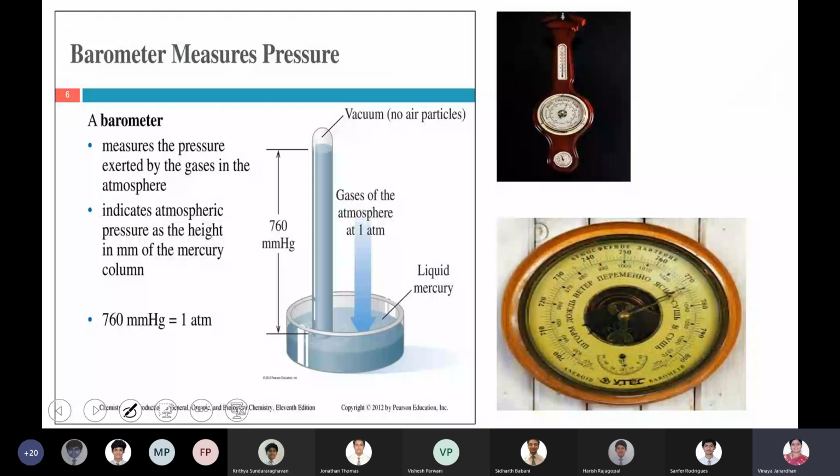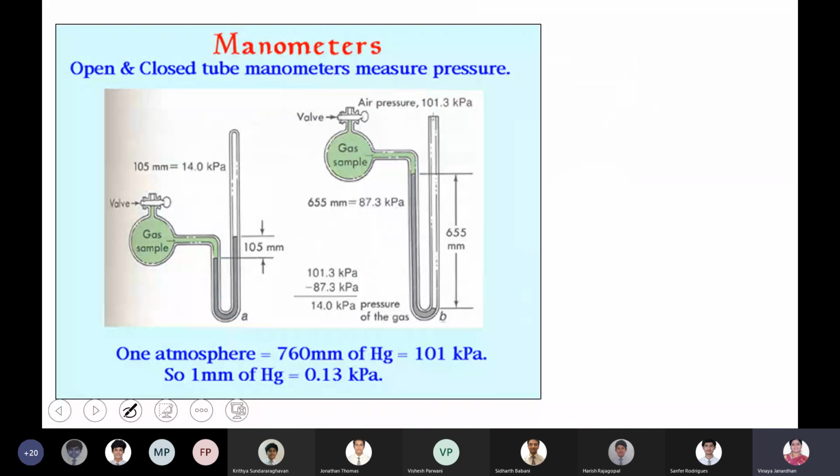Anyway, now to measure your atmospheric pressure, we use what we call a barometer. This is the basic barometer, Torricelli's barometer. This is all the basic information, boys. Now we'll go for manometers.